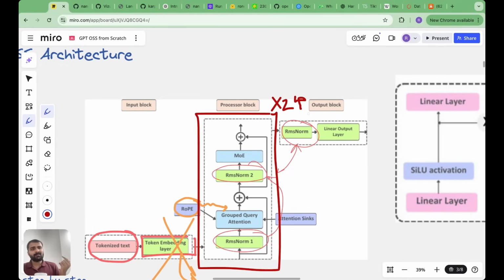What Gemma did is they had 18 transformer blocks. They used 15 sliding and only 3 full layers, in Gemma 270 million. What GPT-OSS did is that they used alternate sliding and full layers. For example, if the first transformer block had a full layer, the second will be sliding. Third will be full, fourth will be sliding, fifth will be full, sixth will be sliding. So it was alternate like that.